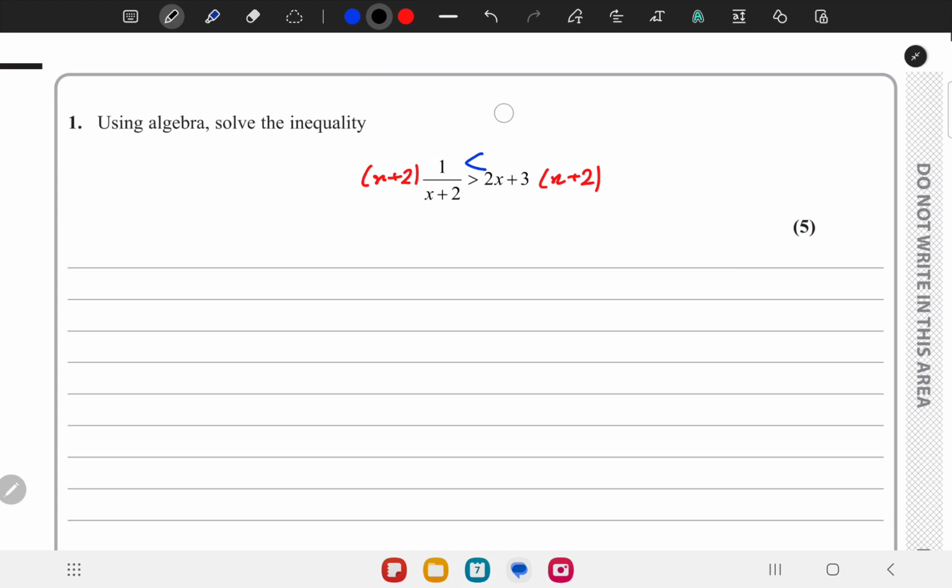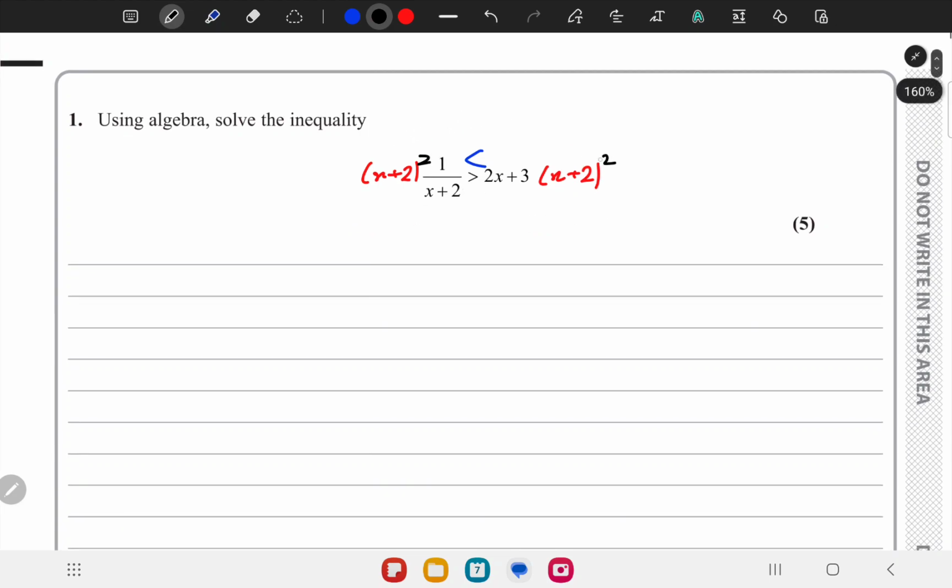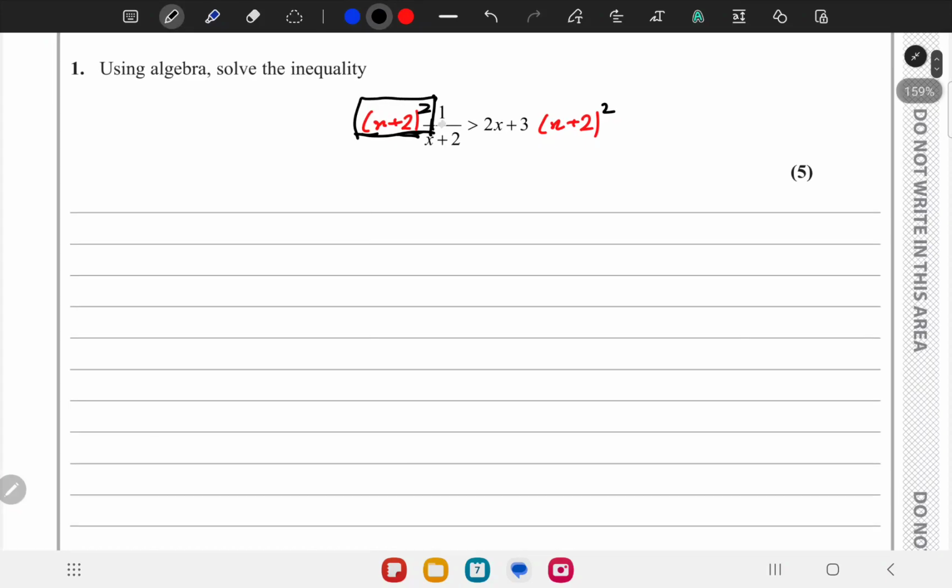However, if we squared x plus 2, if we have it whole square, we know that this must be positive since it's a square. So we can multiply it on both sides without having to change the inequality sign. So if we multiply x plus 2 whole square on both sides, on the left we get x plus 2, on the right we get 2x plus 3 times x plus 2 whole squared.